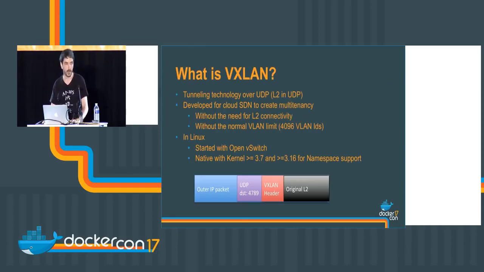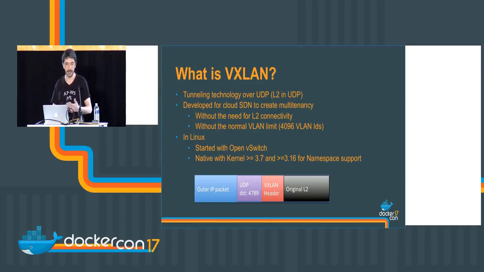It's basically a tunneling technology over UDP, and it allows you to send L2 traffic inside UDP in a tunnel. At the origin, it was developed by Cloud SDN to create multi-tenancy. One of the big issues of cloud providers was the ability to have different tenants sharing the same networks. At the beginning, they were using VLAN IDs to segregate traffic, but it requires having L2 connectivity between all the hosts, which was kind of tricky. And you were limited to 4,000 VLAN IDs, so 4,000 tenants or even 4,000 networks.